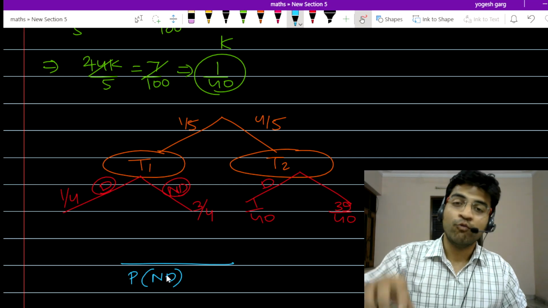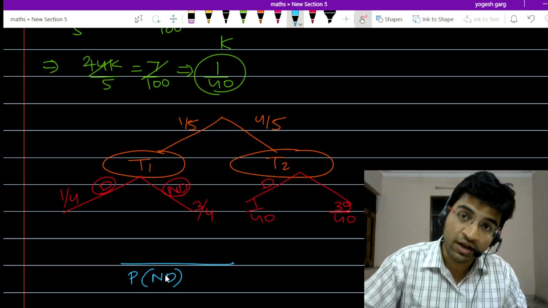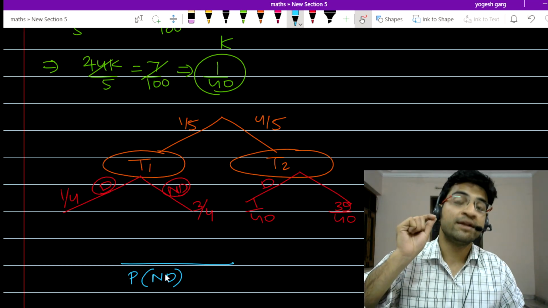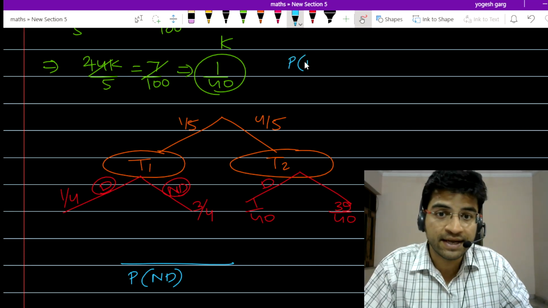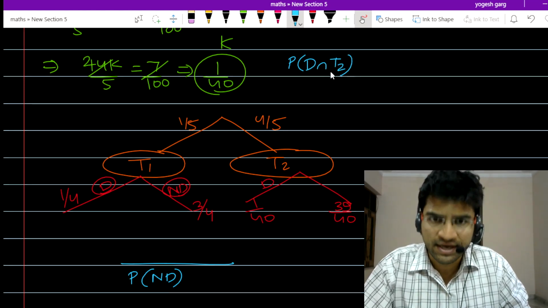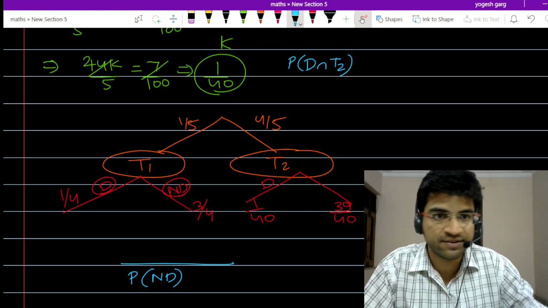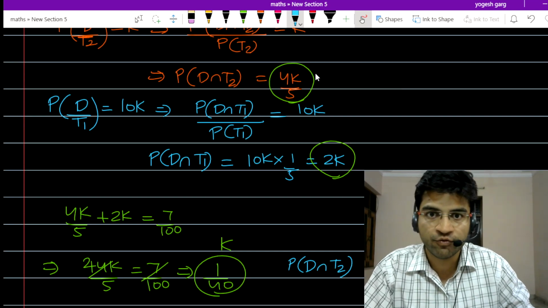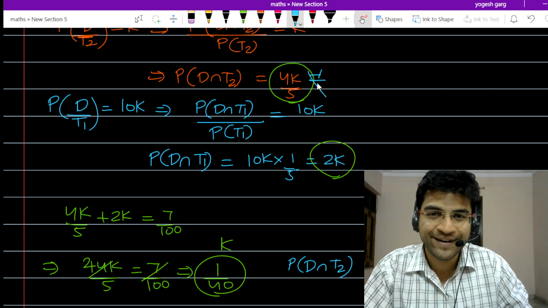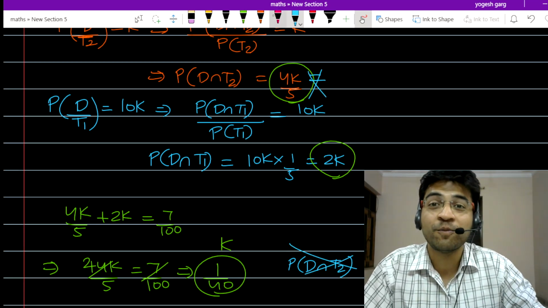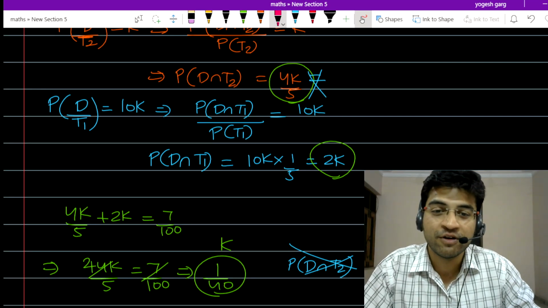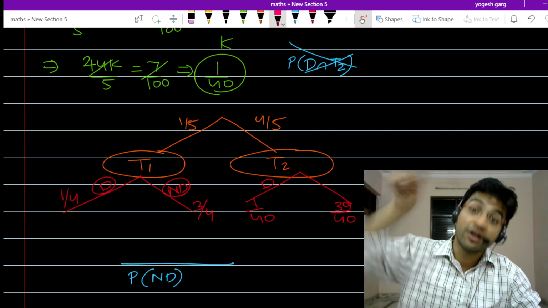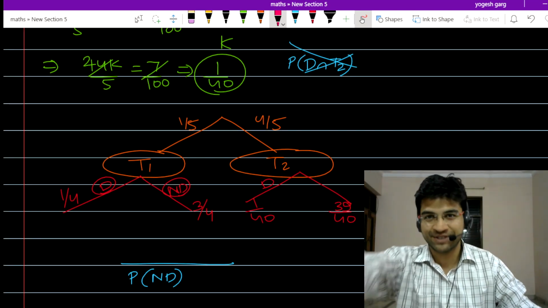In numerator we should find the probability that the computer is not defective as well as produced from T2, and that we can do, that is P(D∩T2), isn't it? P(D∩T2) was 4k by 5, right? So 4k by 5 should be equal to, no, actually I am doing wrong. We should not find P(D∩T2), we should find P(D'∩T2), that is probability that the computer is not defective and produced from T2. So we don't have any expression for that, right?